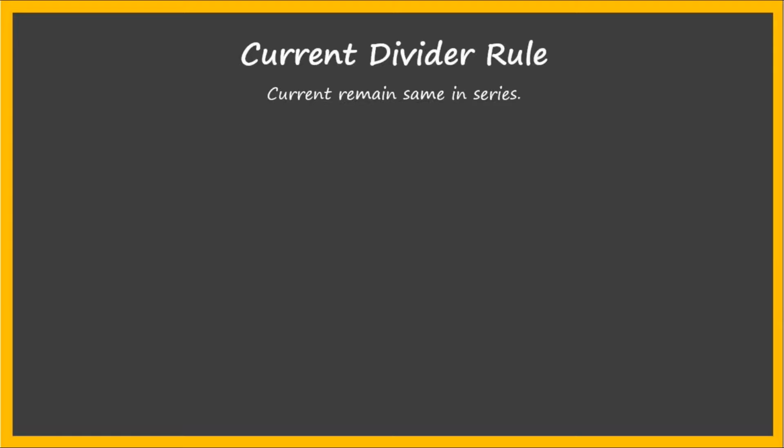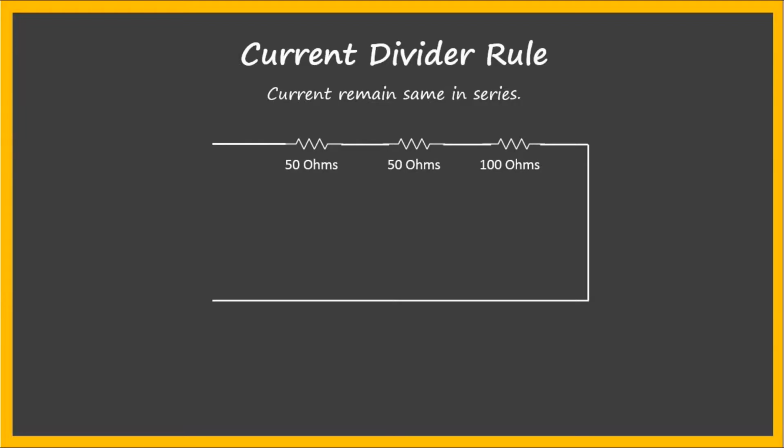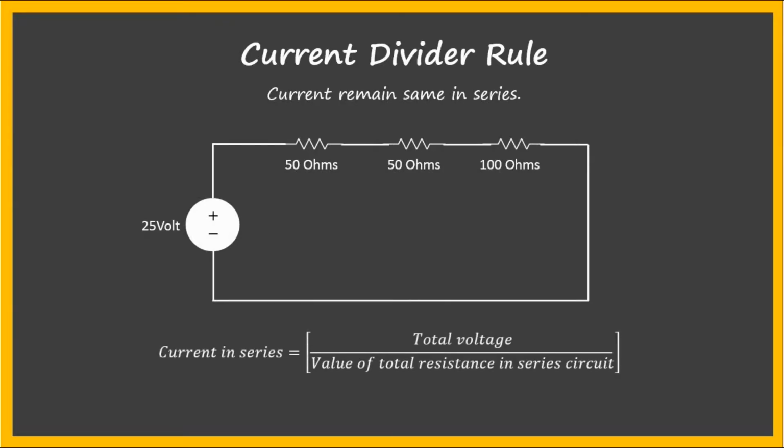The second term is the current divider rule, and do remember that the current remains the same in series. To understand it better, let's suppose there are 3 resistors in series. There is also a 25 volt source connected to the circuit. So, to calculate the current in a series circuit, use the formula in which you divide the total voltage in the circuit by the value of total resistance connected in series. In this case, divide 25, which is the total voltage, by 200, which is the total resistance, and it yields 0.125 amperes of current.